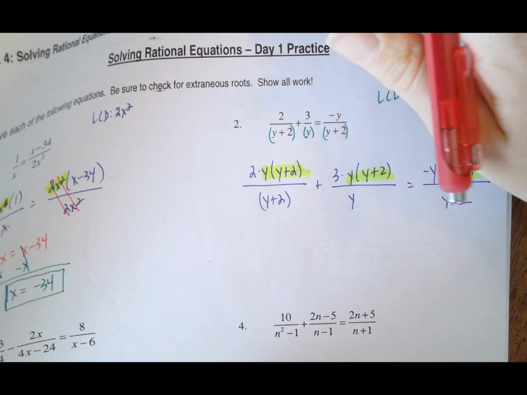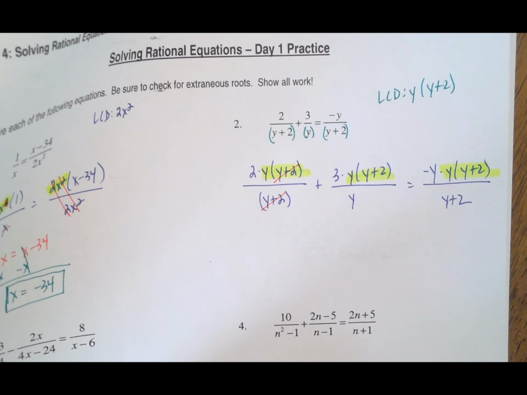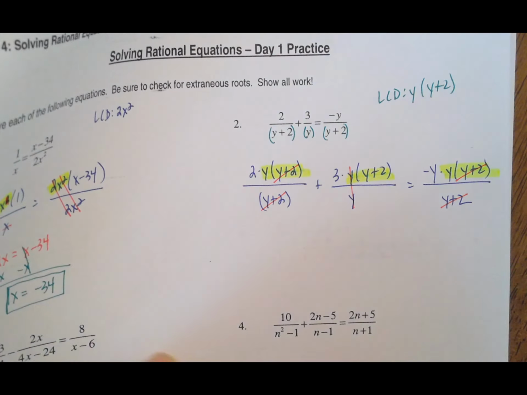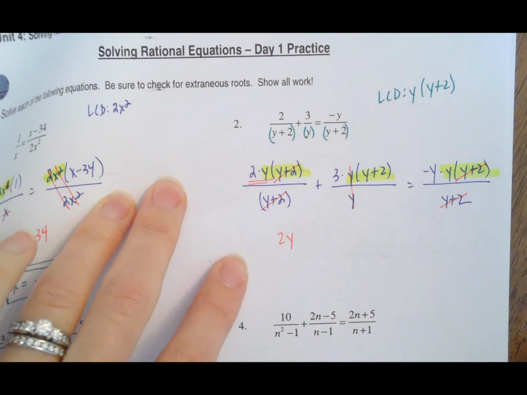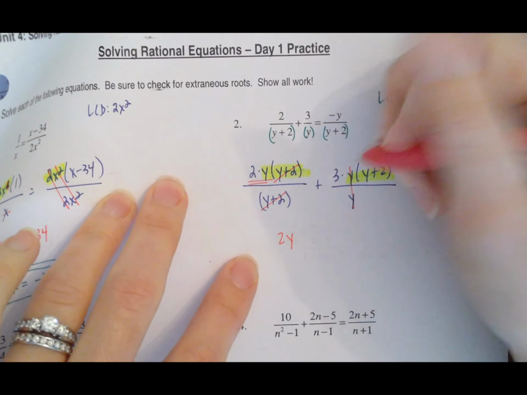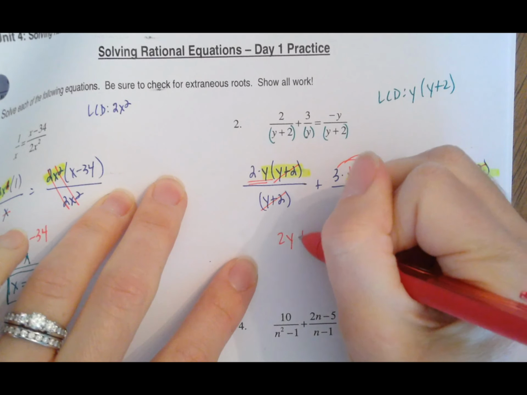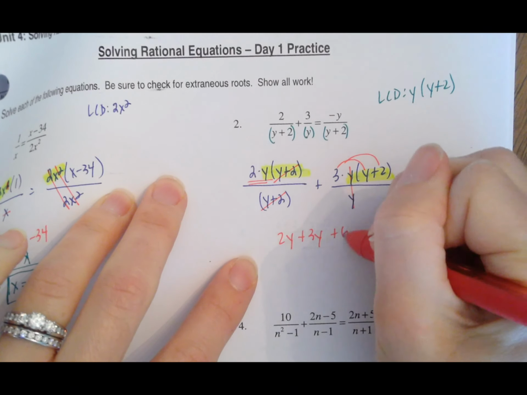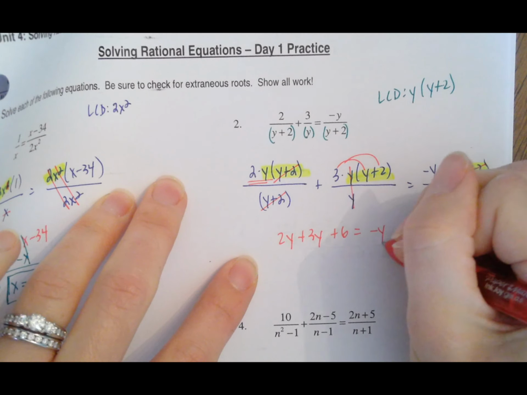All right, so now we can go ahead and cancel. So the y plus 2's are going to cancel out, the y's are going to cancel out here, and then over here, this y plus 2 is going to cancel out that y plus 2. So what we're left with is 2y on the left. Over here, you need to distribute this 3, and it's a positive 3, so we'll have plus 3y plus 6. And then over on the right, we're going to have negative y squared.